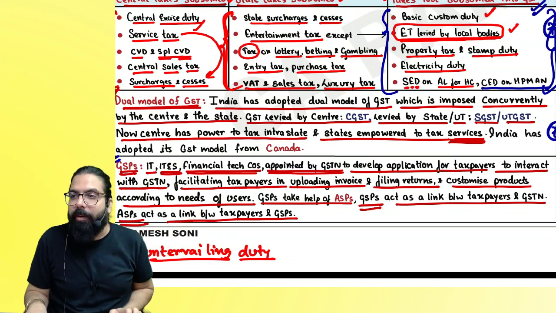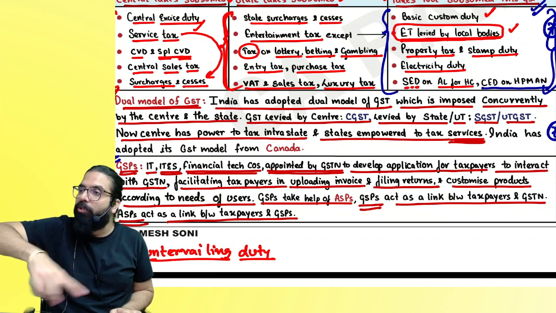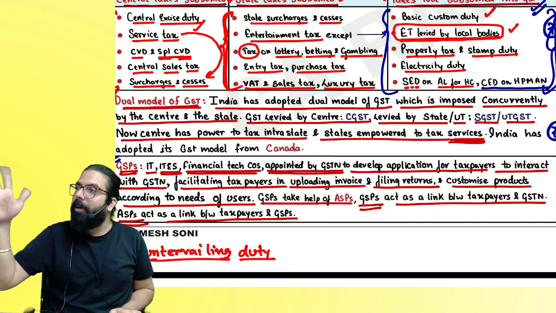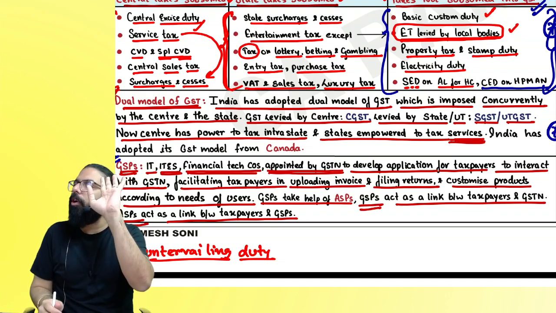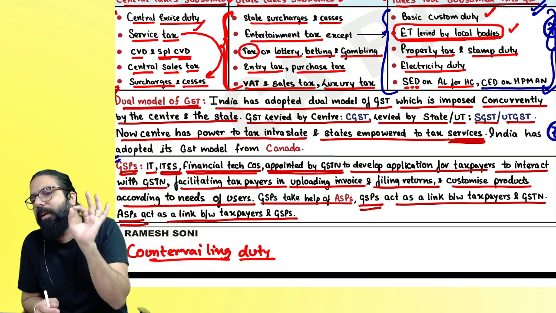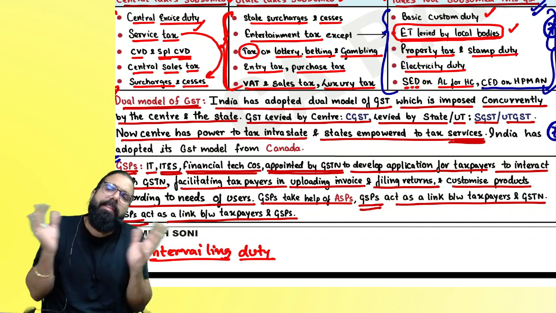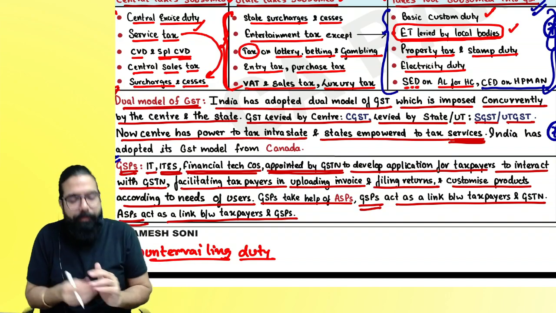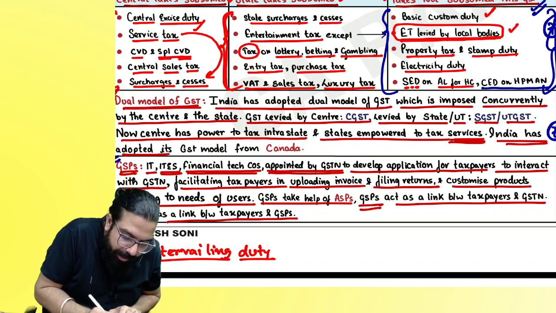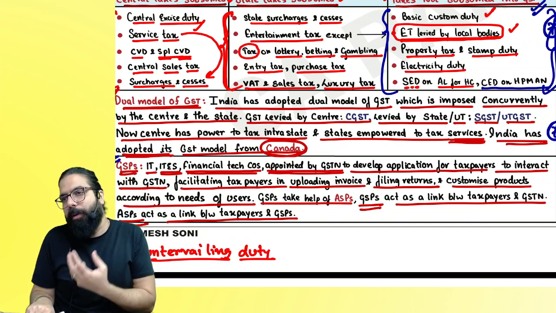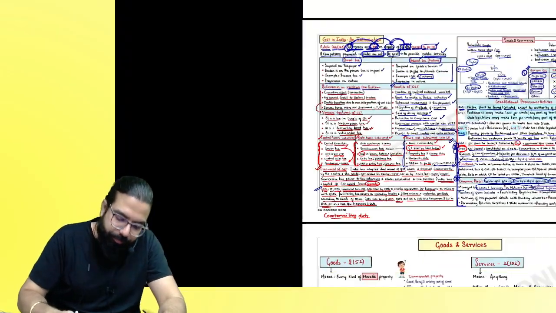In VAT, what used to happen? On intrastate transactions, who used to charge? State government. Service tax, who used to charge? Central government. But now nothing like that. Both governments, on a goods transaction or service transaction within the state or outside the state, get to share 50-50. When it is IGST, what happens? Central government gets 50, and state government also gets 50. India has adopted its GST model, copied from where? Canada. In the exam, if they ask you which model has been adopted by India, you have to say Canadian model.